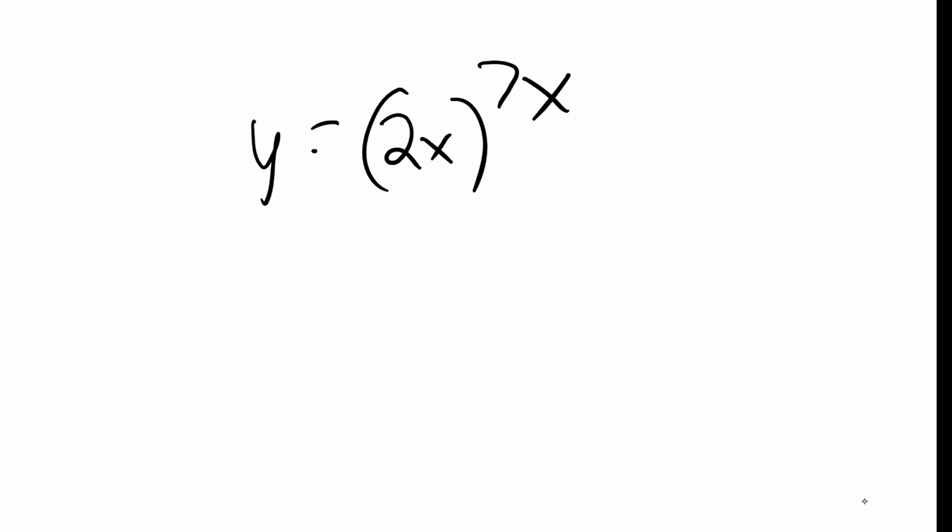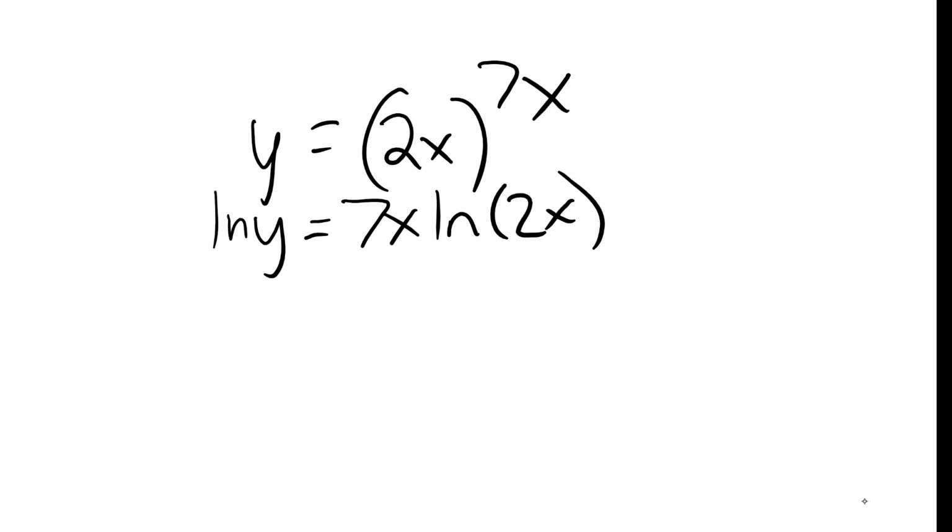The next little mini section was logarithmic differentiation. I'm just going to do a quick one of those. If we had like 2x to the 7x power, and we wanted to take the derivative of this, step 1 would be to natural log both sides, which allows us to pull down the power. So when I natural log both sides, I get to pull the power down, which is the entire point of it. And then the derivative of the left is always 1 over y dy dx.